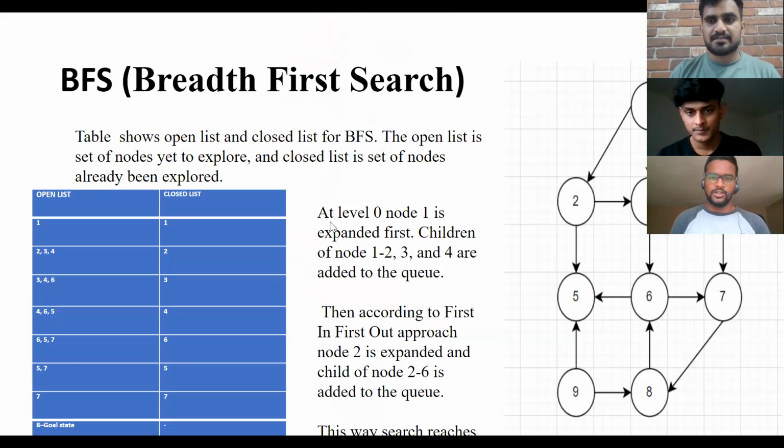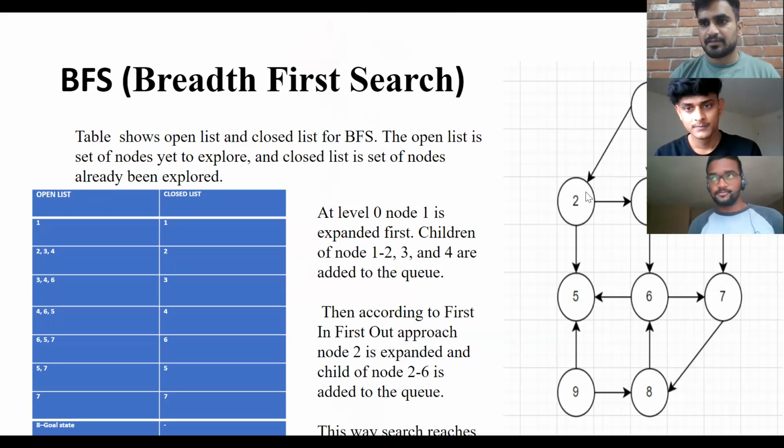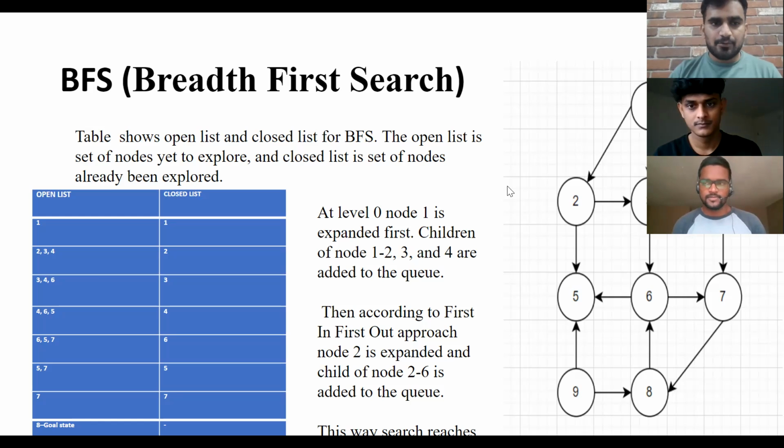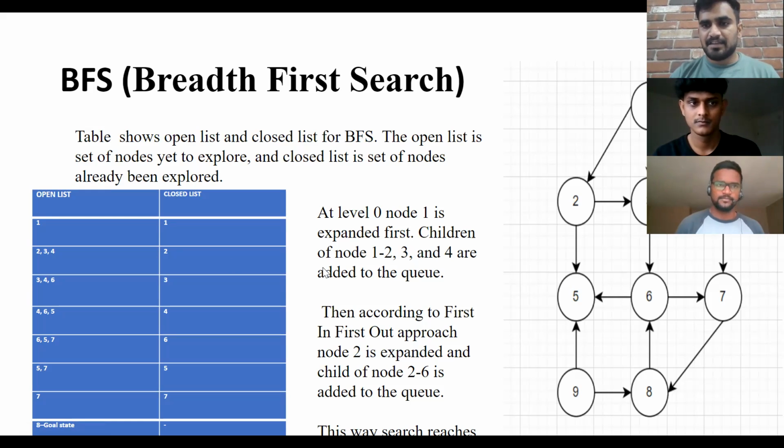For this example, we have a graph and a table. The table has an open list and a closed list. The open list is the nodes we need to visit, and the closed list is the nodes we have already visited. We are tracking them in the table. This graph is unidirectional; we have different types of graphs like unidirectional and bidirectional. Here we will start at 1 and our goal state is 8.